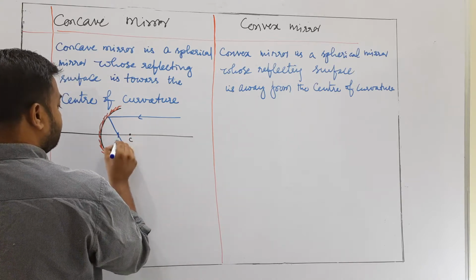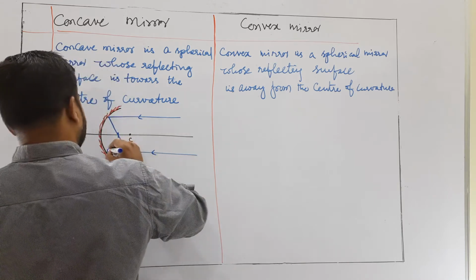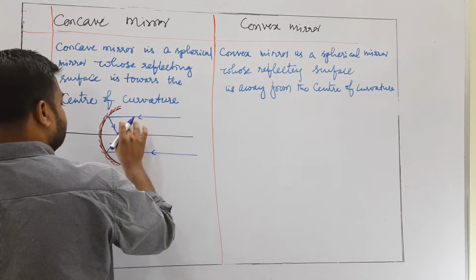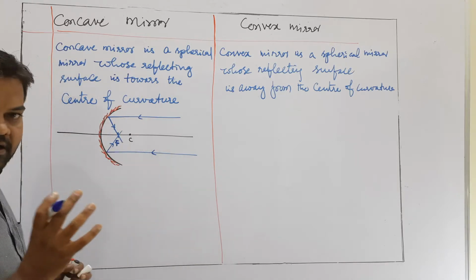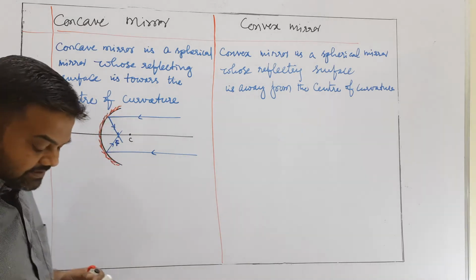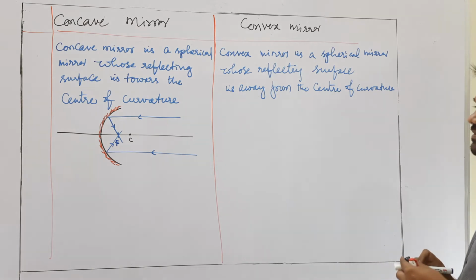It falls at the focus. Suppose another ray is there like this. After reflection, it will meet at this point. That's why all the rays after reflection will meet at one point. It will converge at one point. That's why we can call it a convergent mirror.